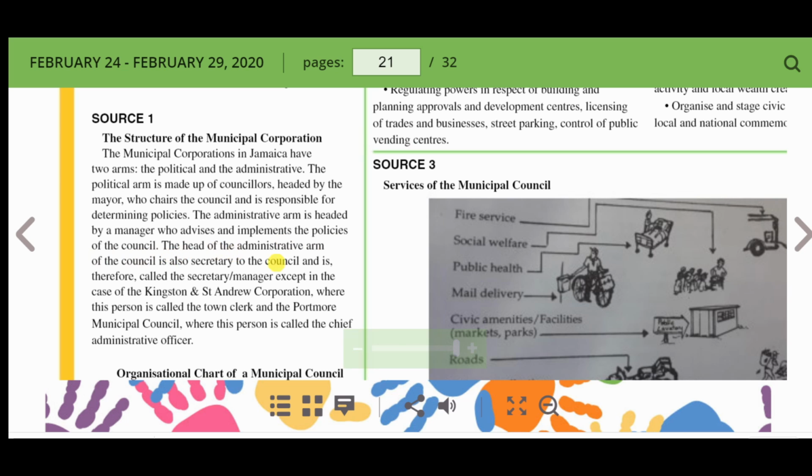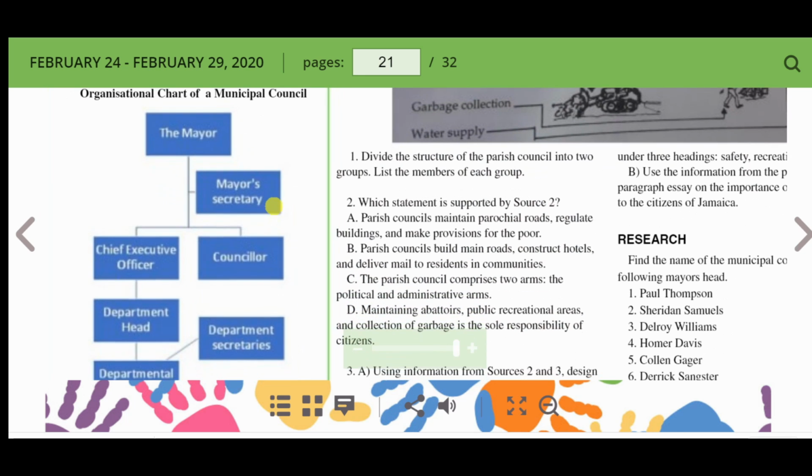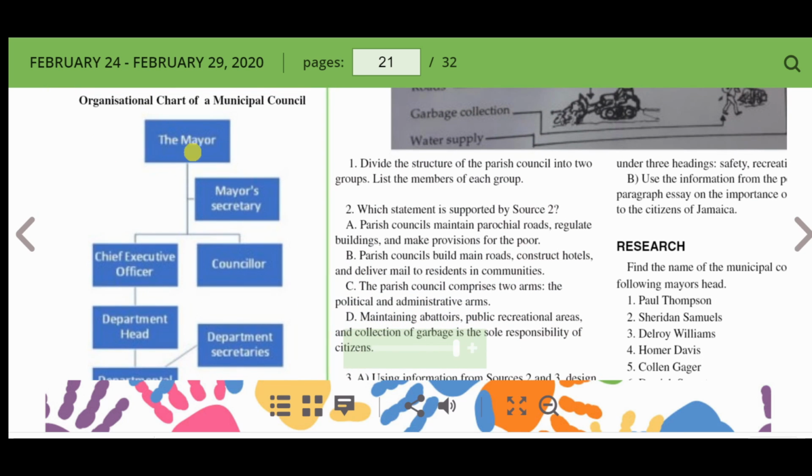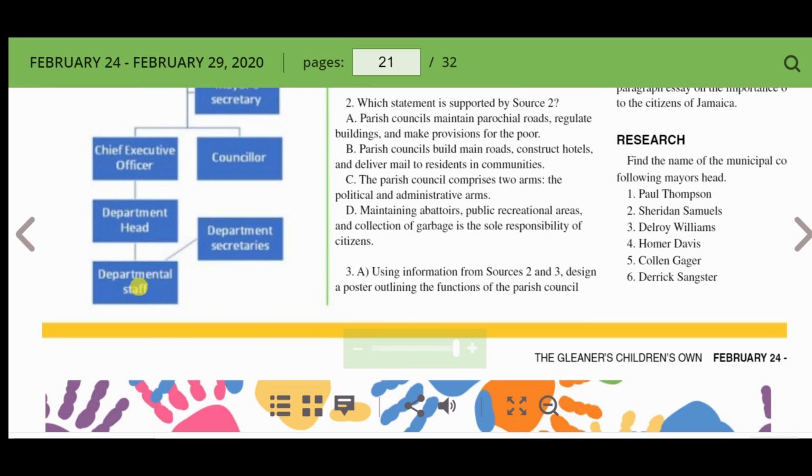The head of the administrative arm of the council is also secretary to the council and is therefore called the secretary manager, except in the case of the Kingston and St. Andrew Corporation, where this person is called the town clerk, and the Portmore Municipal Council, where this person is called the chief administrative officer. So here we have the organizational chart. We have the mayor, then the mayor's secretary, then we have the executive officer, we have the councillors, the department head, we have the department secretaries and department staff.